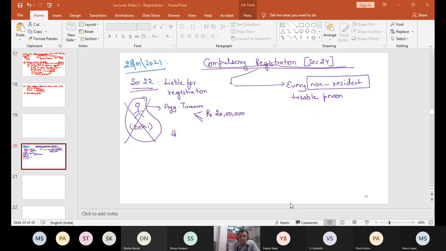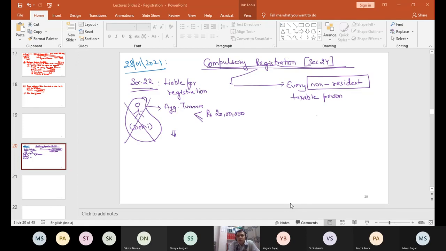Okay, so let me start writing the points of section 24. And I told you initially that you cannot read these two or three sections in isolation: 22, 23, 24, 25. The better understanding will come when you read these four collectively. No one section is to be read in isolation. It's possible that it depends upon another section also.